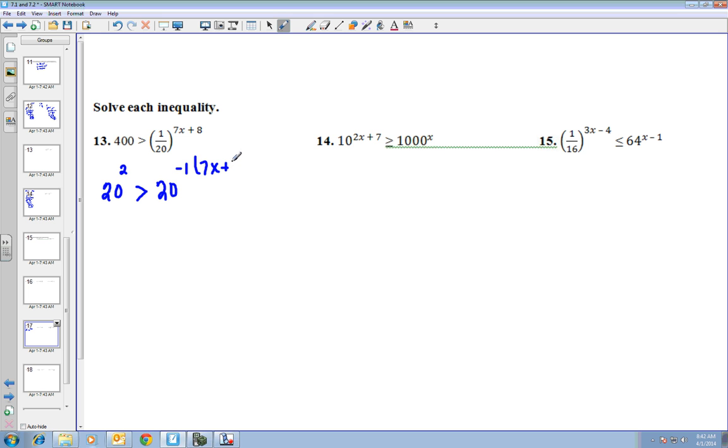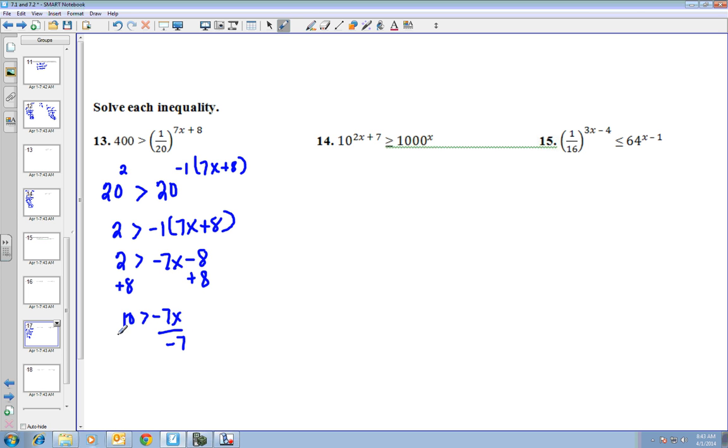So I have negative 1 times the quantity 7x plus 8. Now I have the same base. So now I can set my exponents equal to each other, but instead of equal, it's greater than. So I have 2 is greater than negative 1 times the quantity 7x plus 8. Now I'm going to solve just like I would normally. 2 is greater than negative 7x minus 8. Add 8 to both sides. And I have 10 is greater than negative 7x.